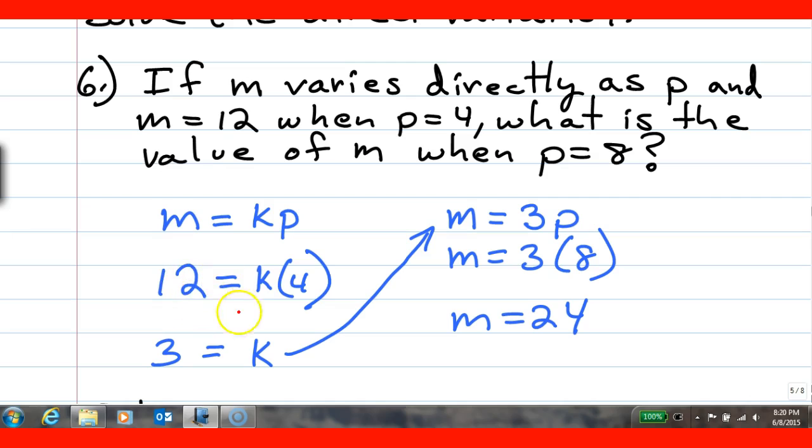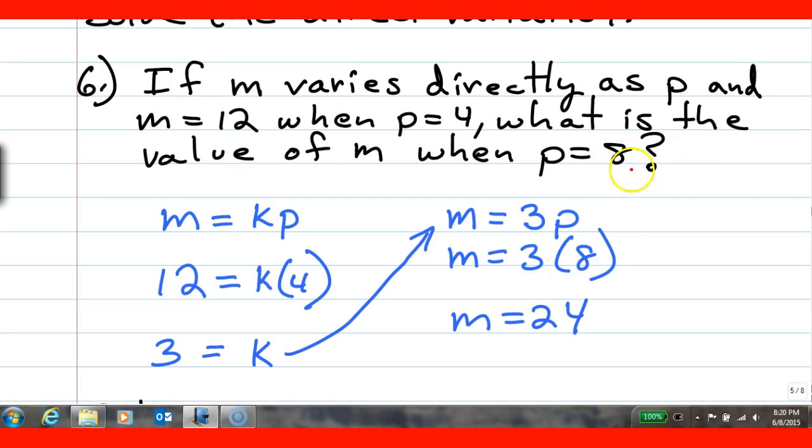So I have 12 is equal to k times 4. I'm going to divide the 4 out of both sides so that I can find k. So I see that 3 is equal to k. Now that I know k, I can come back to the same equation with the m equals kp, and I can plug in 3 for my k.